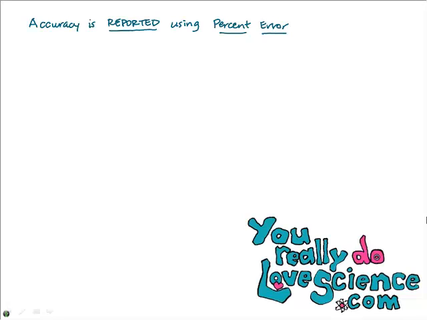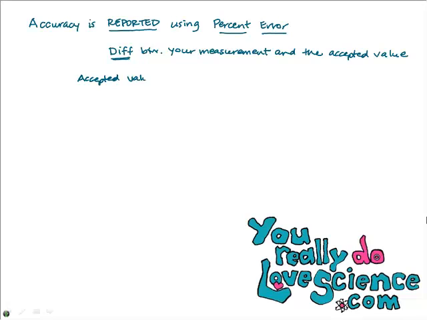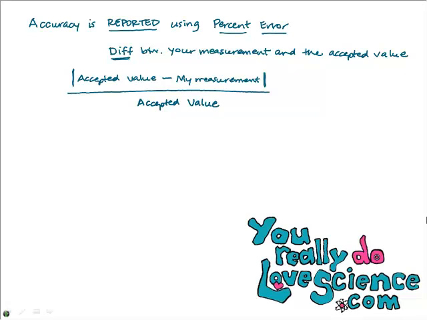So what you're going to do is get the difference between your measurement and the accepted value. I am going to run out of room. So let's say accepted value minus my measurement, and we're going to take the absolute value of that because we just want to get the difference. We don't want the difference to be a negative number. We don't want to get a negative percent error. So we make sure we get the absolute value of that difference, and then we're going to divide that by the accepted value. So it's kind of like saying, how far off was I divided by the right answer? Multiply by 100%, and you're going to get your percent error.